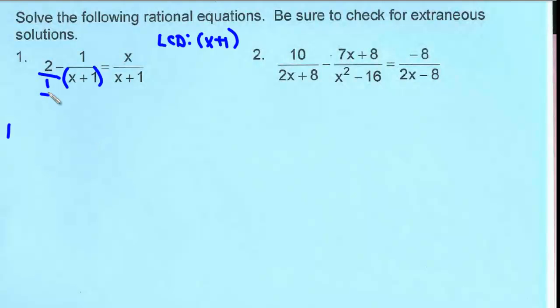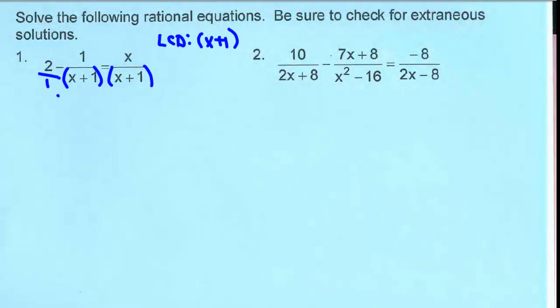We write down the first denominator. We look in the second denominator, and x plus 1 is not represented, with 1, so I need to multiply 1 times x plus 1. And we look at the third denominator. X plus 1 is represented now, so I don't need to write it again. So we have x plus 1 as our least common denominator.